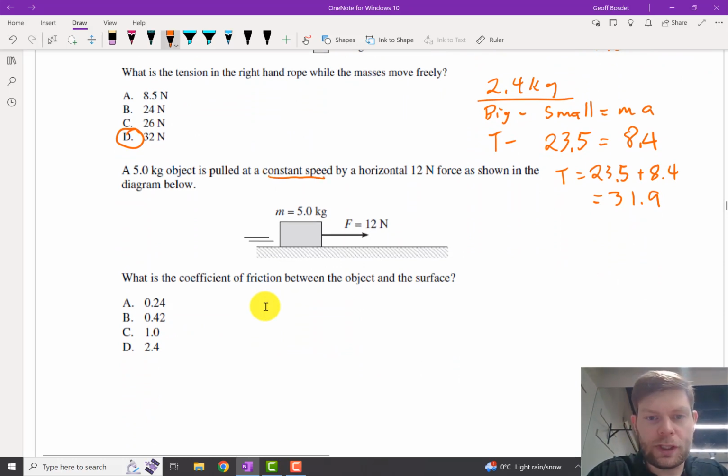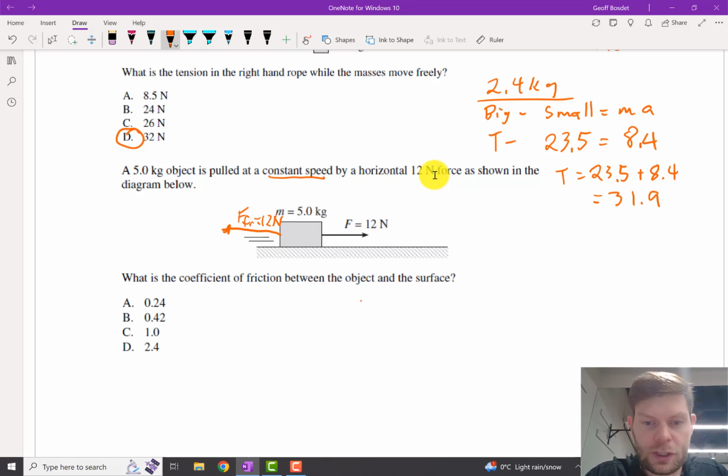We've got something being pulled at a constant speed, so all our forces have to cancel. We want to find the coefficient of friction. We know it's being pulled forward by a 12 Newton force, which means since it's going at constant speed, the backward force must be exactly the same. So force of friction must also equal 12 newtons. Otherwise, it would be accelerating in one direction or the other.